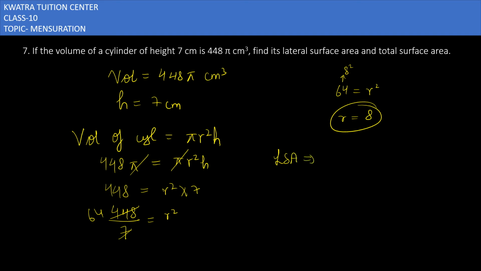LSA of cylinder. LSA of cylinder is 2 pi RH. You can put the value of pi, which is 22 by 7, R as 8 and H as 7 as well. 7 and 7 can be cancelled. Then you can multiply 2 into 22, which is 44, and 44 into 8 will give you 112 centimeter square, because it is 2 pi RH. 7 and 7 can be cancelled. Then you have 44 into 8.